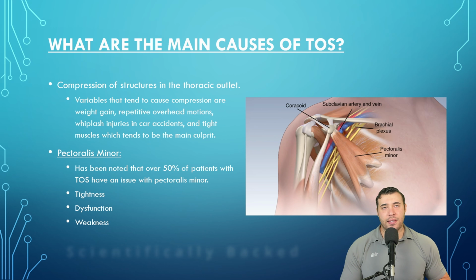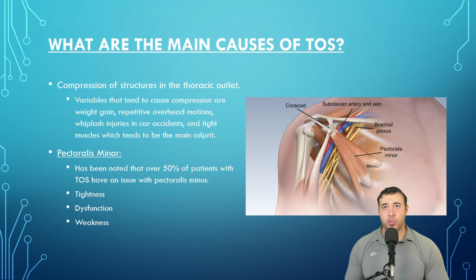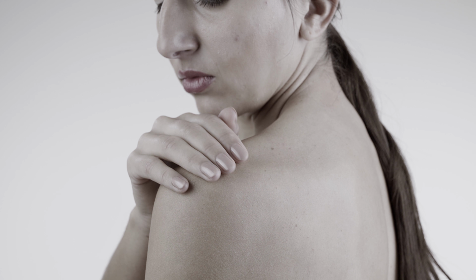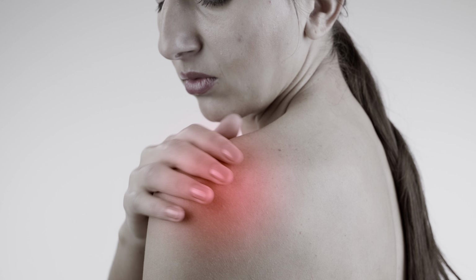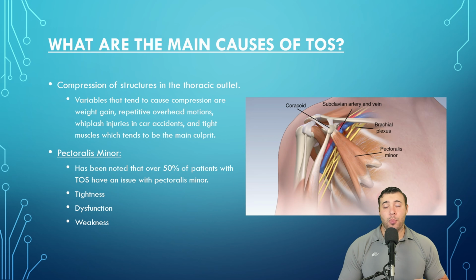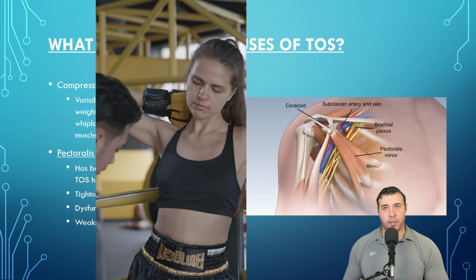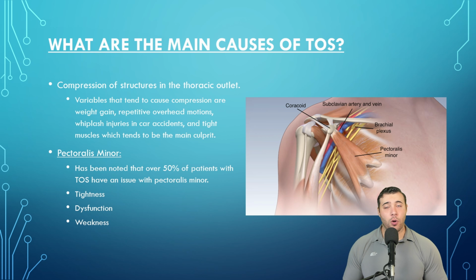Now let's get down to the main cause of thoracic outlet syndrome. The primary cause, as we said before, is compression of the structures in the thoracic outlet. Some variables that tend to cause compression are weight gain, repetitive overhead motions, whiplash injuries in car accidents, and tight muscles, which tend to be the main culprit in most cases. A large majority of the cases suffer from compression primarily due to a muscle called the pectoralis minor. One of the things we found in the studies is that over 50% of patients with TOS have an issue with the pectoralis minor, either tightness, dysfunction, or even weakness.